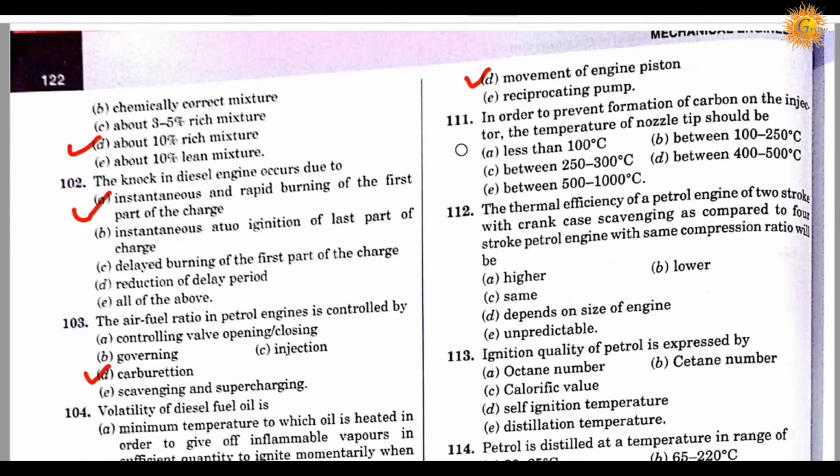Question number 111. In order to prevent formation of carbon on the injector, the temperature of nozzle tip should be: option A, less than 100 degrees centigrade; option B, between 100 to 250 degrees centigrade; option C, between 250 to 300 degrees centigrade; option D, between 400 to 500 degrees centigrade; option E, between 500 to 1000 degrees centigrade. So the correct answer is C, between 250 to 300 degrees centigrade.